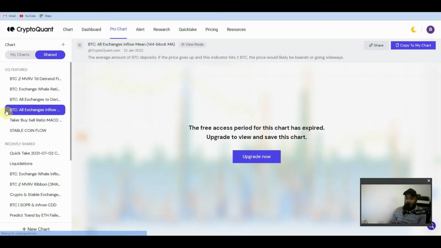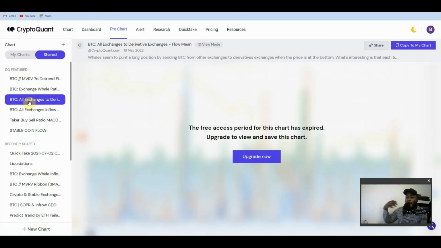Here is a very good on-chain indicator, where you can see all exchange inflow. That is how much money is going into an exchange. When a bigger amount of money is going into an exchange, it means that people want to sell, and that's why it's very important for you to see this.